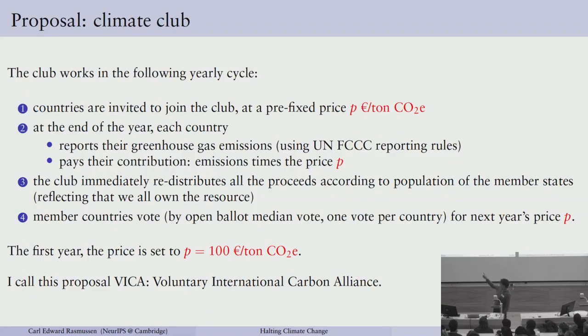So people have to report. Every country has to report how much CO2 they emit, and then you have to pay your contribution, which is the emission times the price. Now, what the club does is immediately redistribute all the funds according to the population of the member countries. This reflects the fact that the resource was owned by all the members of the club, right? So you get paid back according to how many people are in your nation.